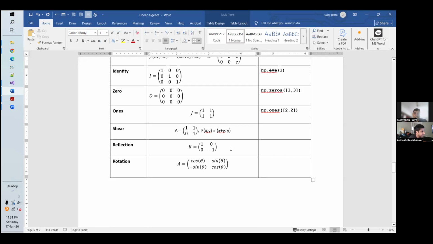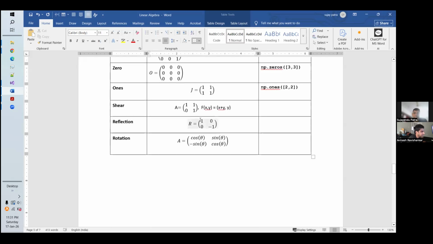And then you have reflection. So what this matrix is doing is keeping the x as is, changing the y to minus y. So basically you're reflecting on the x-axis. So if you have the point 3, comma 4, the 3 will remain unchanged because you're reflecting on the x-axis, but the 4 will become minus 4.